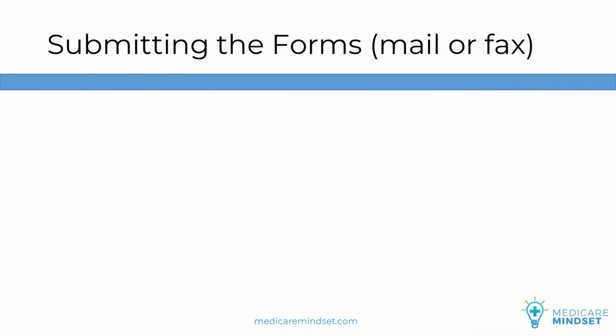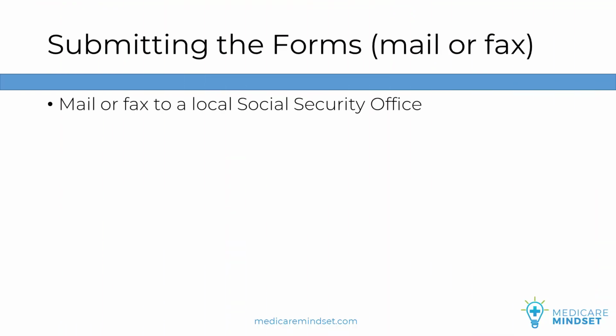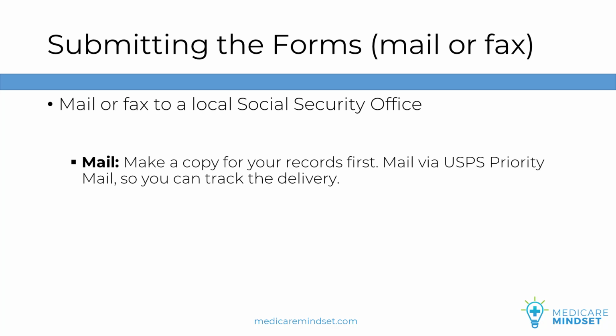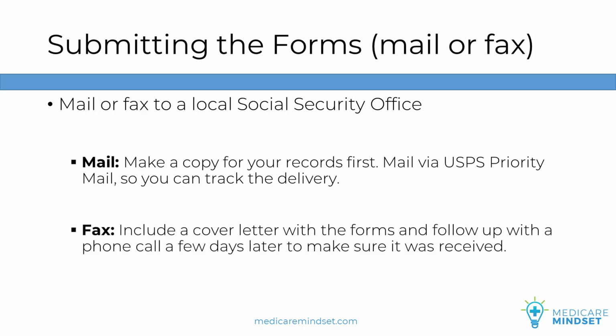Well, due to the COVID-19 pandemic, the process is different now. There are two ways to submit the forms. A traditional route is to mail or fax the forms. If you mail the forms, make a copy for your records first, then send via USPS priority mail so you can track delivery. If you fax the forms, include a cover letter and then be sure to call the Social Security office to confirm they received your paperwork.